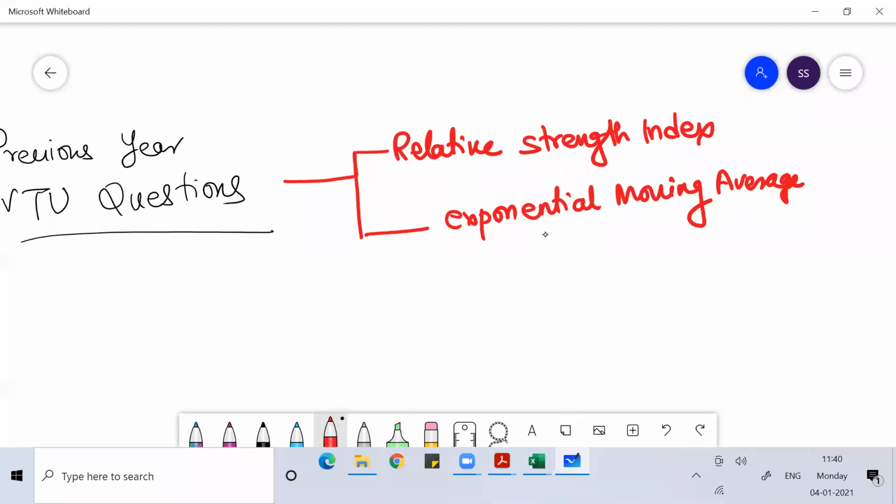Right now, my perspective of discussion is not to talk on RSI. Right now, I want to focus on something which is more important, that is called exponential moving average.